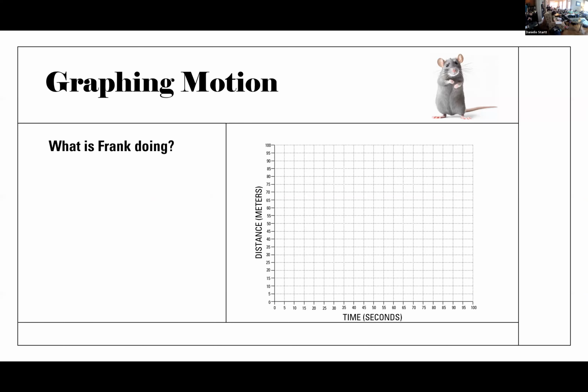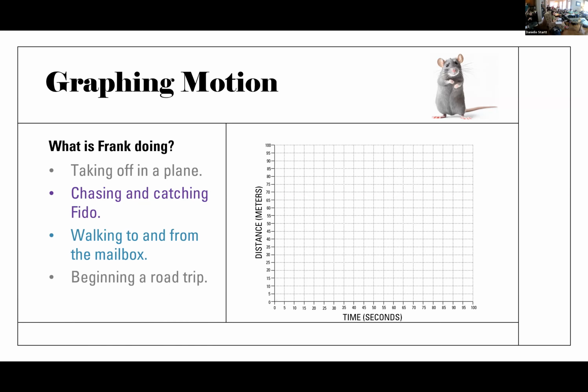Now, what's he doing here? We've got 2 left: taking off in a plane and beginning a road trip. So you're really going to want to pay attention to your time and your distance. What do we think here? How many think he's taking off in a plane? How many think he's taking a road trip? So he's going to be taking off in a plane because he went, what, 55 meters in, oh no, wait, I'm sorry, 100 meters in 50 seconds.